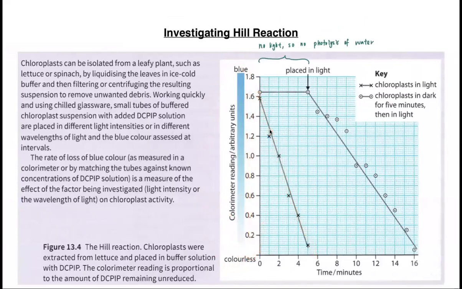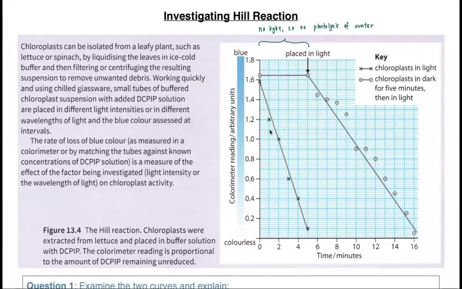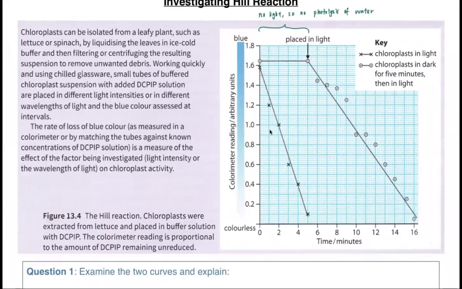So if you keep the chloroplast in the dark, then the blue color intensity doesn't change. Of course, we know because there's no photosynthesis, electron is not excited from chlorophyll, so therefore electron is not released to reduce DCPIP. That's why color intensity doesn't change, okay?